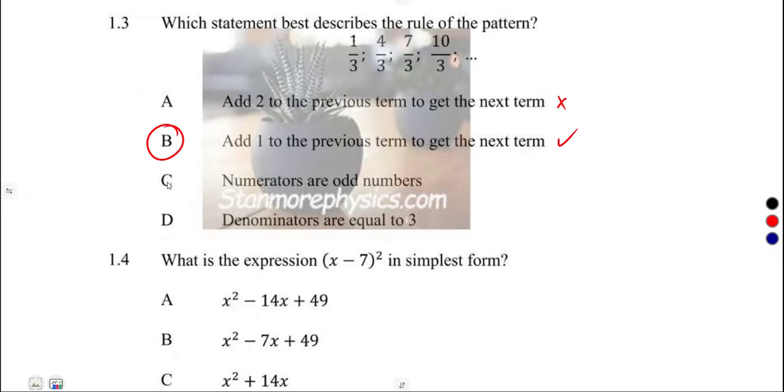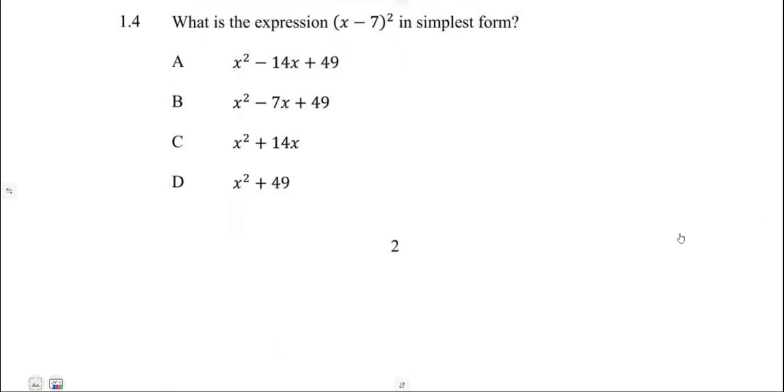So this statement is what? Is correct. All right, numerators are odd numbers. This is not about the rule. This does not describe the rule. Denominators are equal to 3. That's not a description about the rule. The rule is what are you adding to get the next one, or what are you multiplying to get the next term, not about the denominators or the numerators. That was not important.